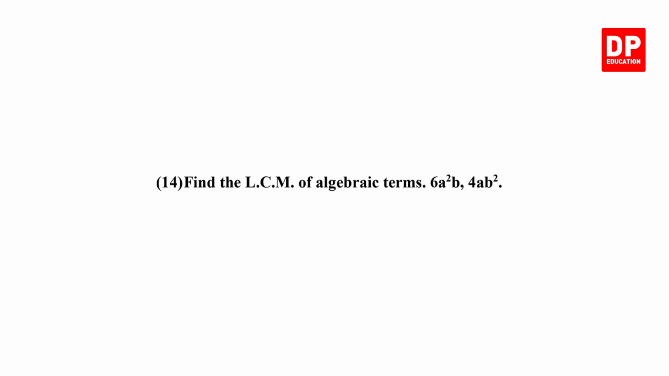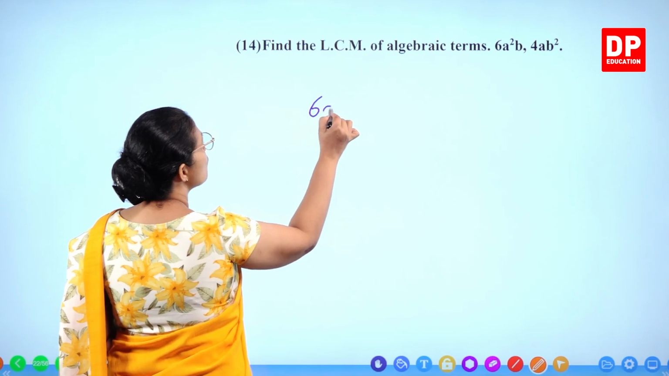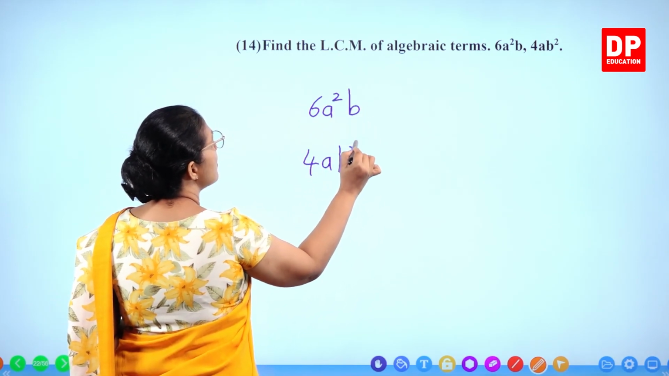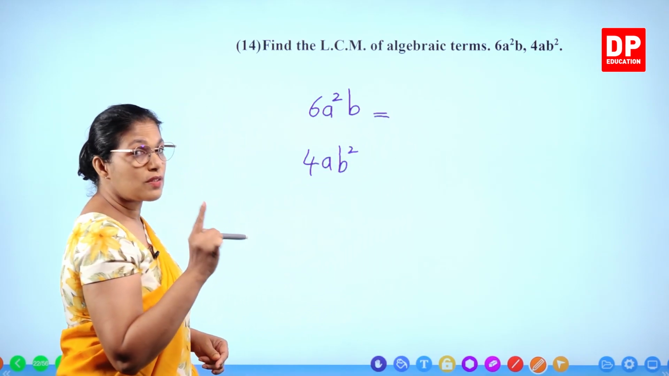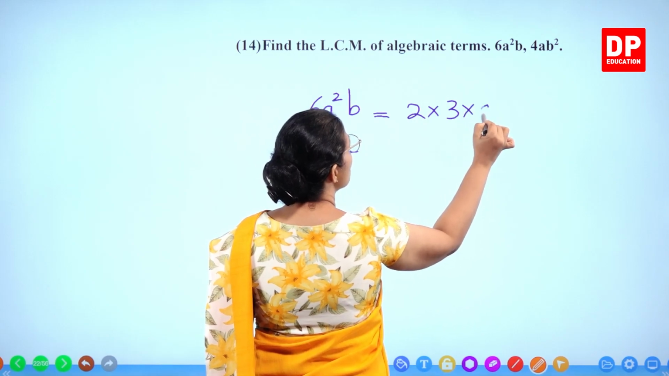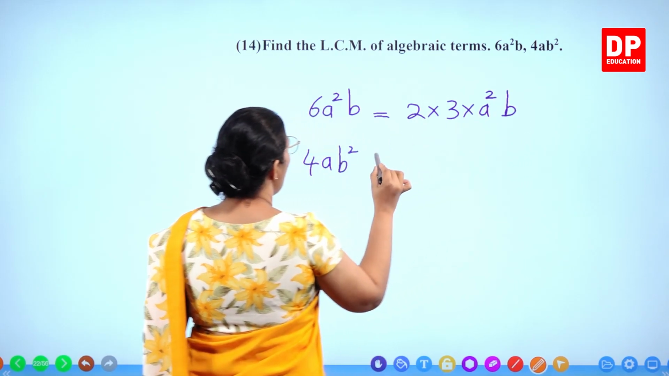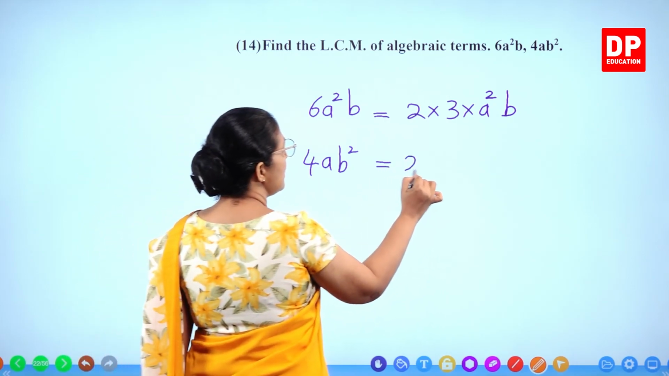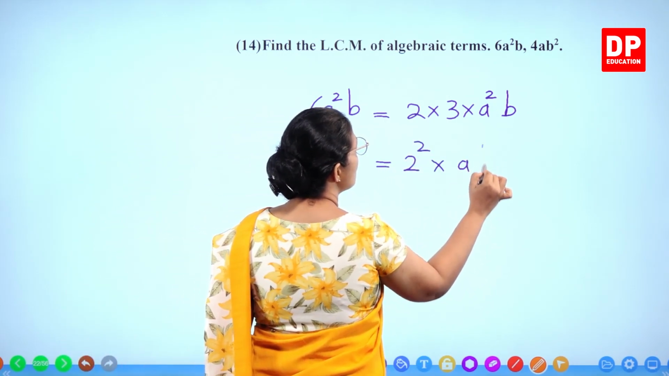Question number 14. Find the lowest common multiple of the algebraic terms 6a squared b and 4ab squared. So what are the factors of 6, with prime numbers? 2 and 3, a squared b. What about 4? How can you write 4? 2 squared is 4, into ab squared.